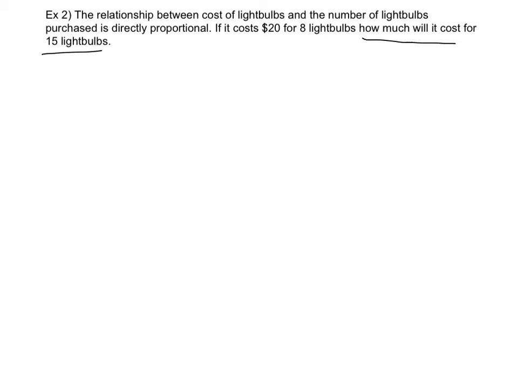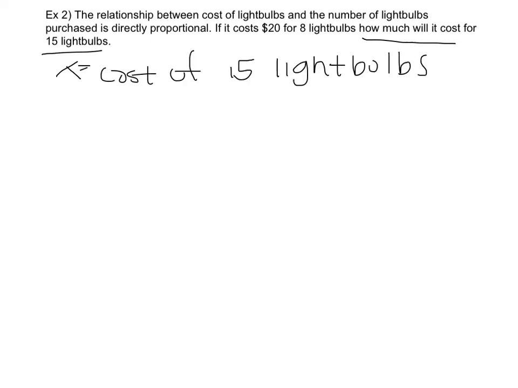We can go ahead and define our variable to answer that question. Cost of 15 light bulbs. When you're setting up your proportion, I generally will still put my dependent value on top as my numerator, but what's really important is to make sure that your proportions are equivalent. So if you're going to put the cost as the numerator, it needs to be the numerator for both fractions, and then the number of light bulbs will be the denominator of both fractions.